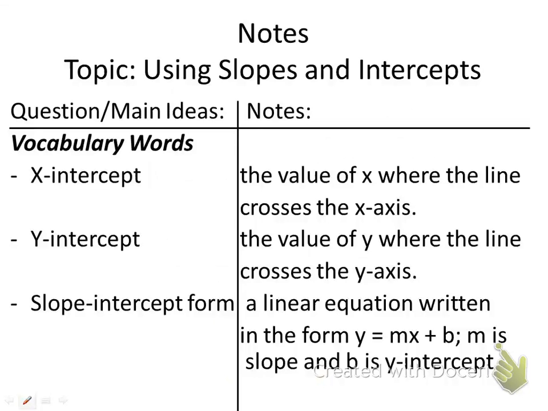The first word we have is x-intercept. That is the value of x where the line crosses the x-axis. The y-intercept is the value of y where the line crosses the y-axis. And slope-intercept form is a way a linear equation is written in the form of y equals mx plus b. That's y equals m times x plus b, where m is the slope and b is the y-intercept.